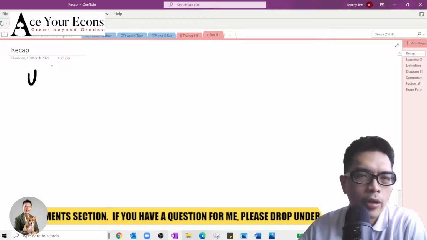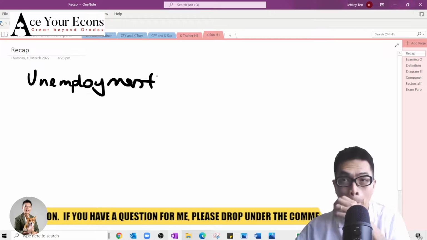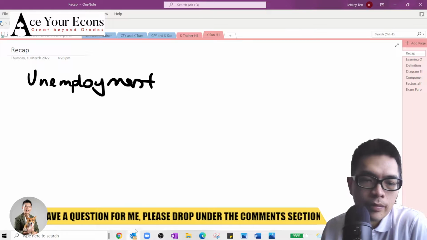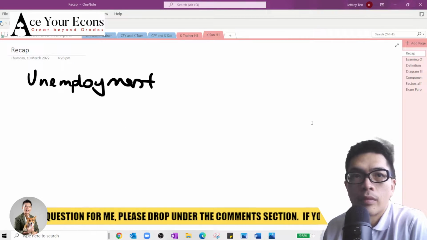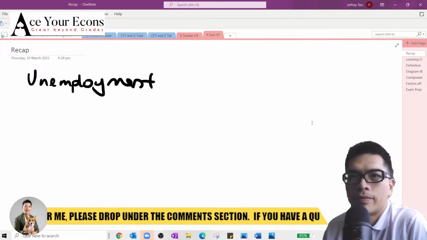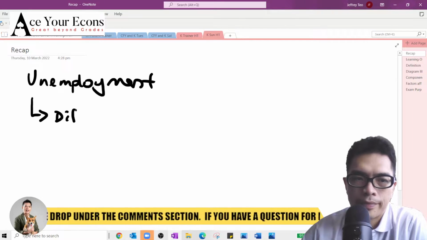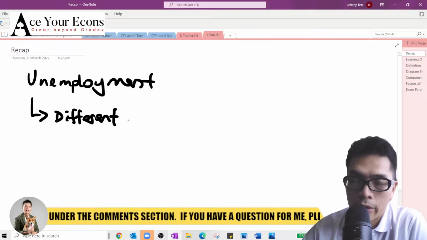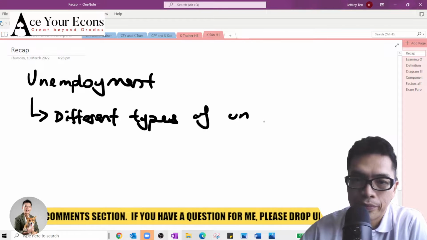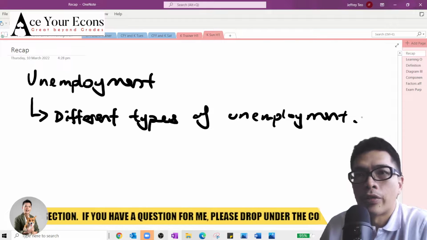What about unemployment for those who were present? What do you all still remember about unemployment? What concepts were covered? For those who are here, the two boys. The girls can also participate. Different types of unemployment, such as... For the new students, you can also try to participate by typing out. It's the willingness to try. So what are the different types of unemployment?